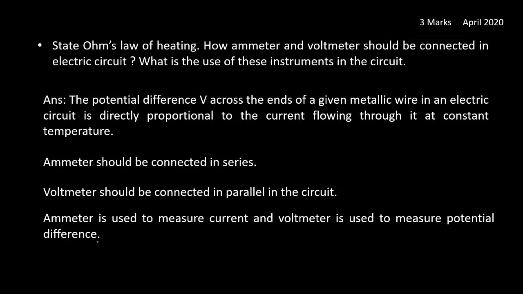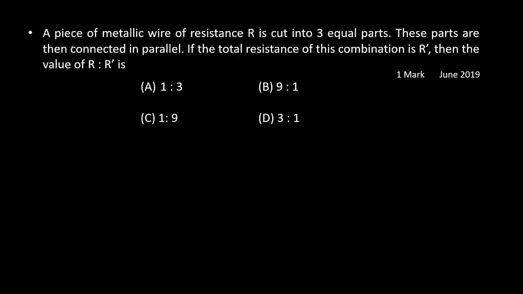Next question is a multiple choice question. A piece of metallic wire of resistance R is cut into 3 equal parts. These parts are then connected in parallel. If the total resistance of this combination is R dash, then the ratio of R to R dash is, in these 4 options, option B 9:1 is the correct answer, where R is 9 and R dash is 1.